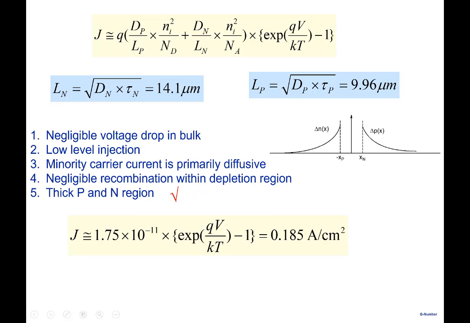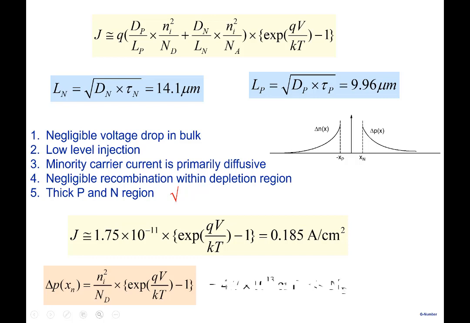Okay, so we draw this. Delta Pxn, we can calculate: Ni square over Nd. Everything is being done for 0.6 volt. If I plug in the value, this turns out to be 4.7 into 10 power 13, much smaller than Nd. Nd is 5 times 10^16. Low level injection is fine. Assumption is fine. Note that I've applied this equation and calculated a current, but my current will be right only if the assumptions are right. So I'm now going back and checking, is each one of my assumptions valid or not? Okay, so this is valid.